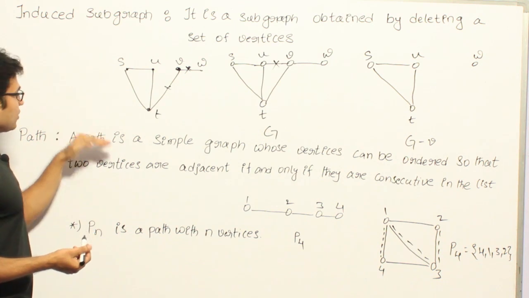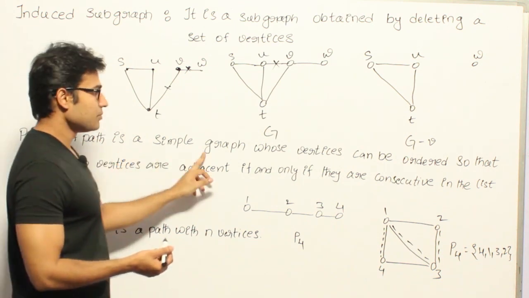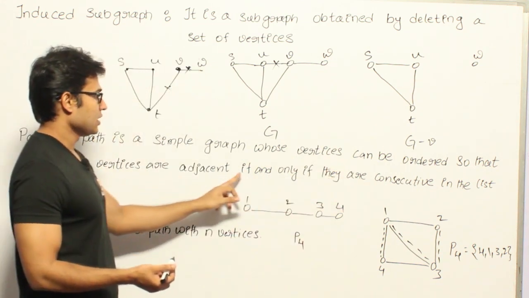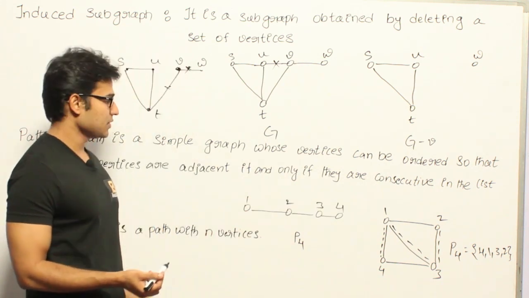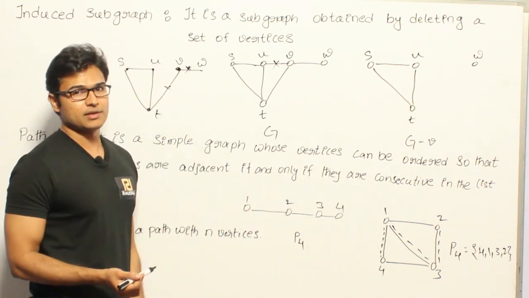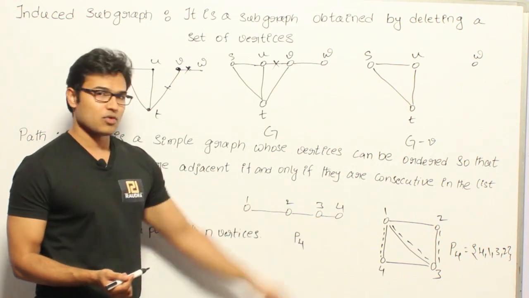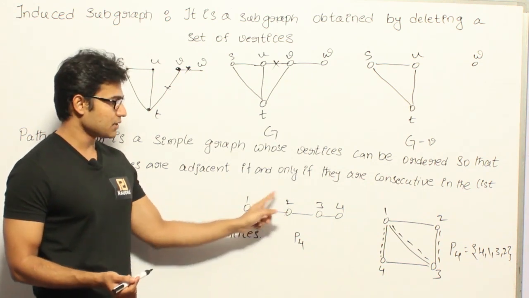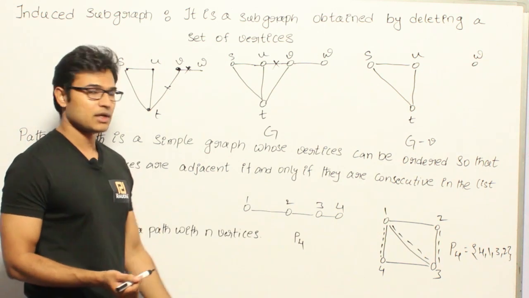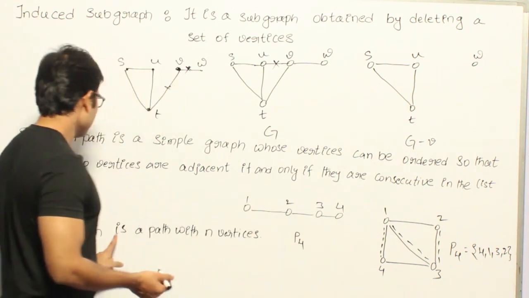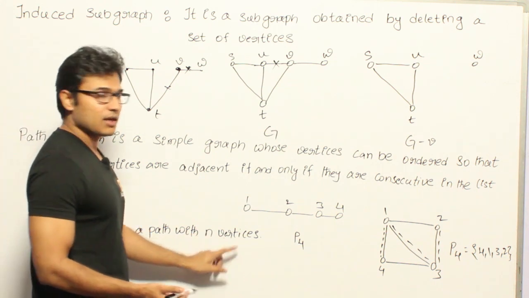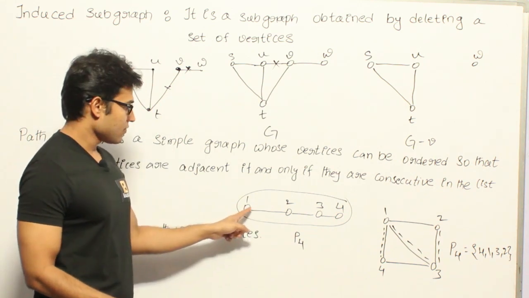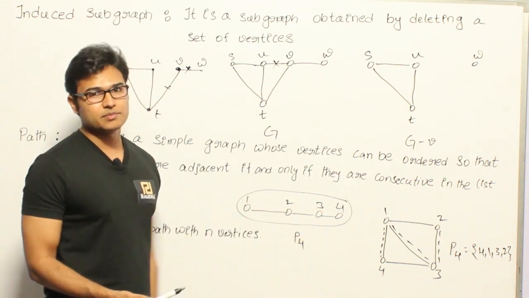Okay, and the next concept is path. A path is a simple graph whose vertices can be ordered so that two vertices are adjacent if and only if they are consecutive in the list, which means if you can write like this, then that is called a path. So 1 2 3 4: two vertices are adjacent if they are consecutive in the list. So 1 is consecutive to 2, 2 to 3, 3 to 4, right? Now this is called a path. So Pn is a path with n vertices. According to the definition, this one is called P4, right? If you have 4 vertices in a path, then that is called P4.